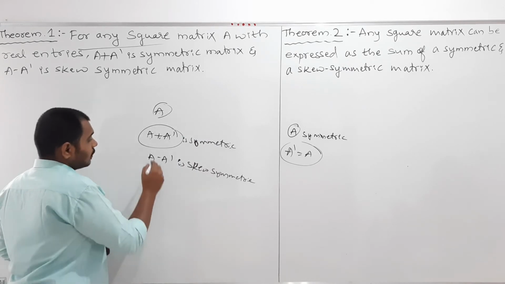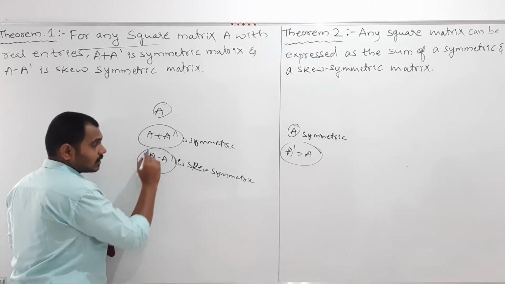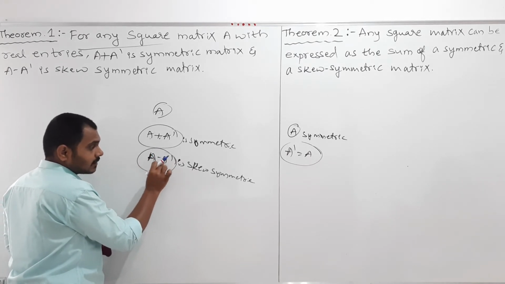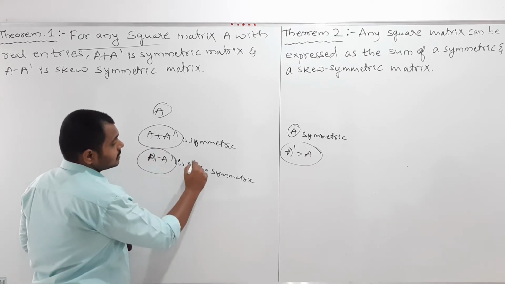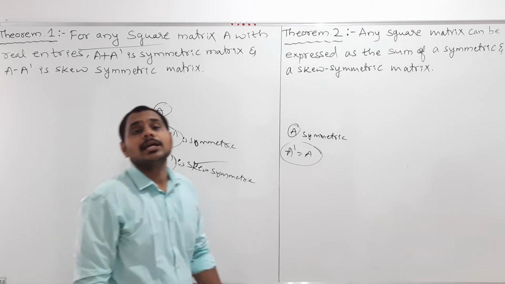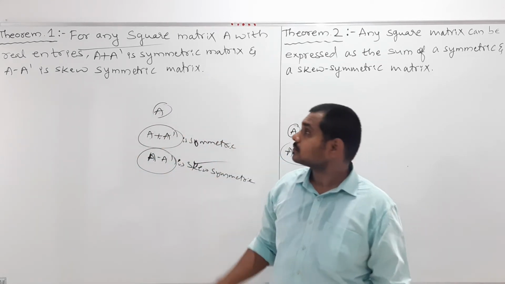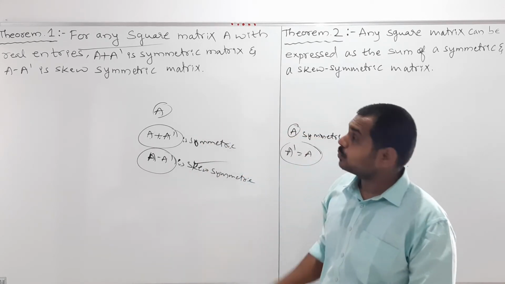Clear? And next, for any matrix A, if you subtract the transpose of A from the matrix A, whatever matrix you get is always a skew symmetric matrix. This is the statement of the given theorem. Now I want to prove that one.